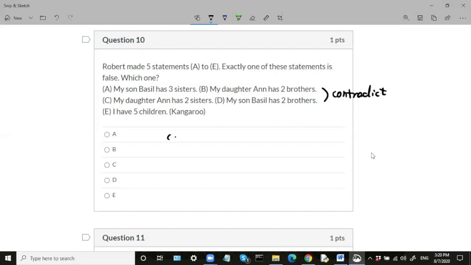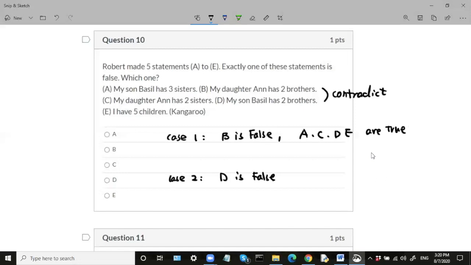So let's say case 1, B is false. Let's assume B might be false. Case 2, D is false. So let's check, is that possible? Okay, so B is false, so A, C, D, E are true.